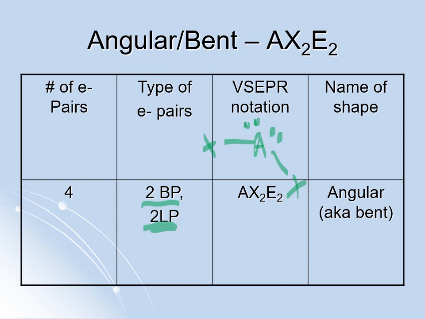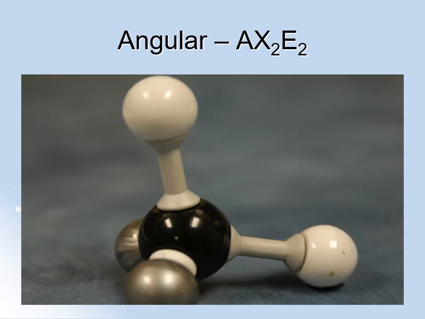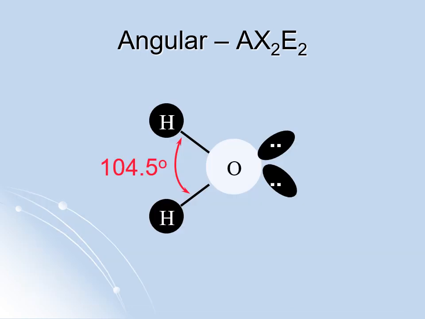When we have 2 lone pairs, the angle between them actually ends up being quite a bit smaller. It's not 180, it's not 120, it actually ends up being 104.5. So this one here is our common example for having that angle, which is even less than before. So let's go through our examples here.